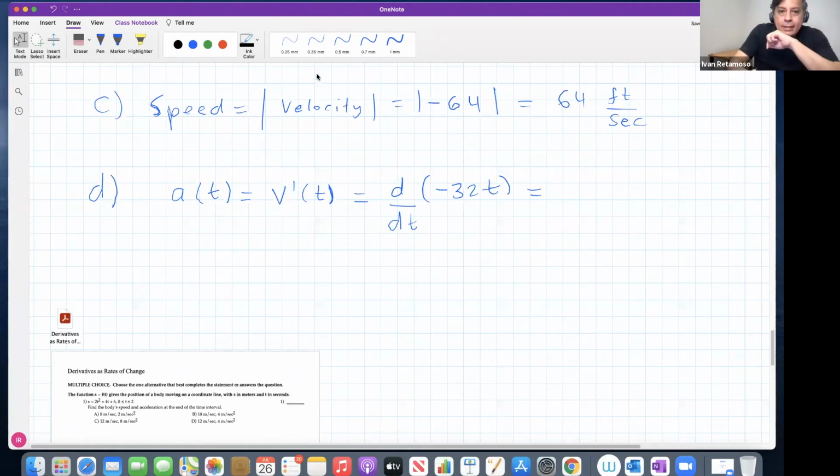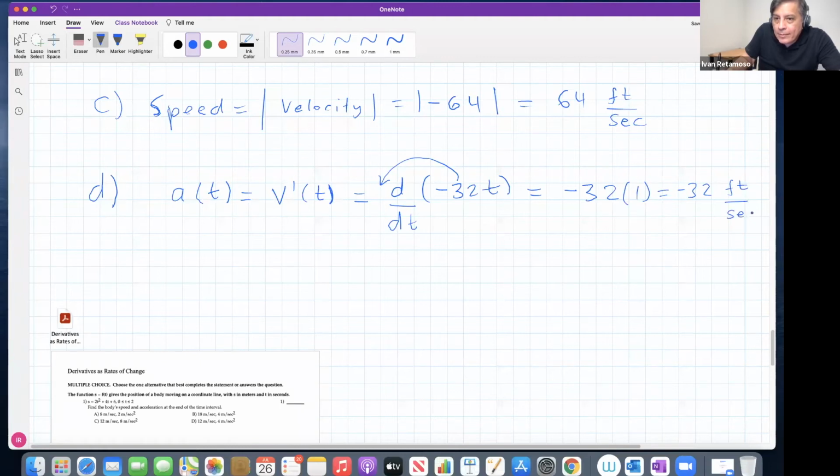Very good. It's just negative 32, right? Because it's a constant. We have these properties for derivatives. The constants come out. The derivative of t, the identity function, is 1. So this times 1 is just minus 32, which should be measured in feet per square second, right? That's how you measure acceleration.